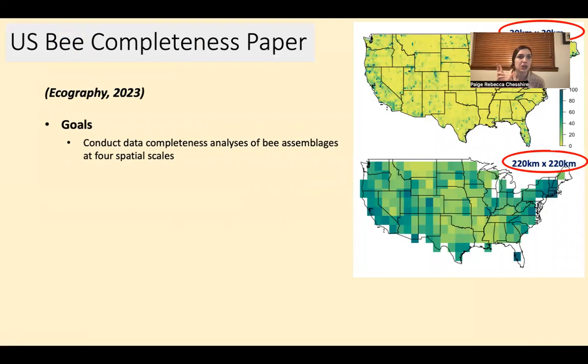Our USB completeness project was published in Ecography earlier this year. The goals of this project were to conduct data completeness analyses of bee assemblages at 4 spatial scales. So here on these maps, the top map is bee data completeness for all 6 families in the US at a 30 kilometer by 30 kilometer resolution. And then the lower map is completeness at a 220 by 220 kilometer resolution. And the point is these bee data across the contiguous United States is still very incomplete.